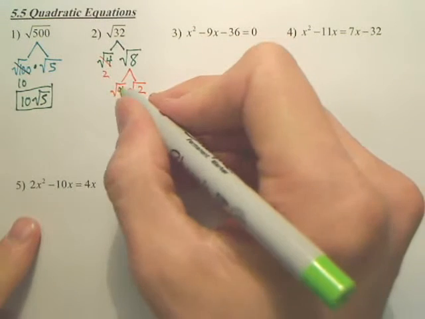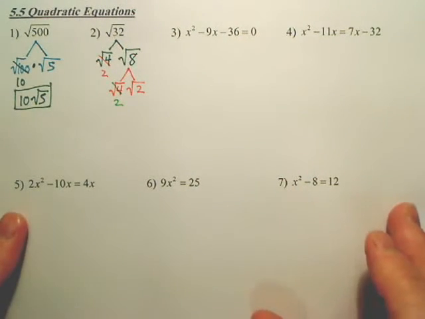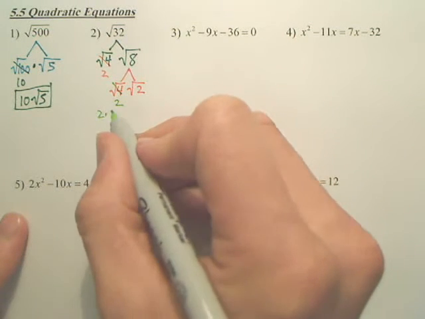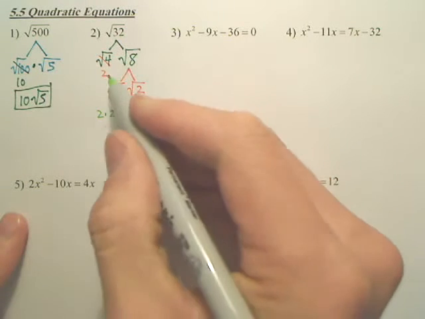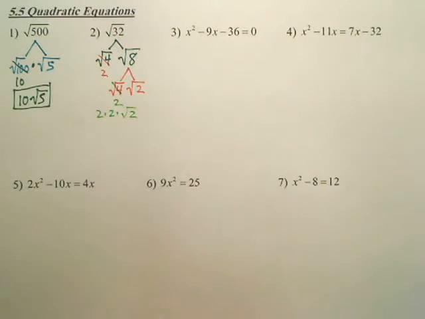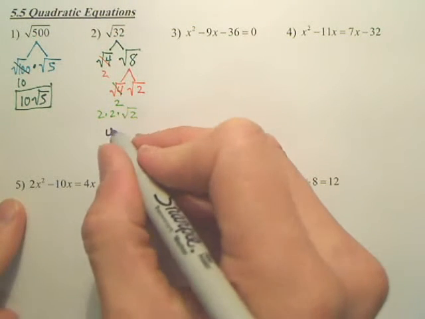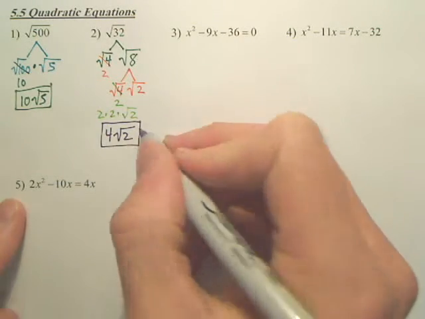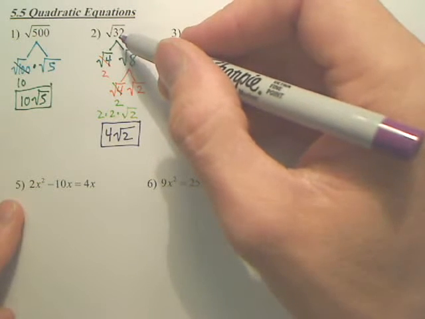And what is the square root of 4 again? 2. Isn't that 2? So, don't we now have 2 times square root 2? We have a 2 and a square root 2. What's 2 times 2? Isn't that 4? 4 square root 2 is a simplified form of square root 32.